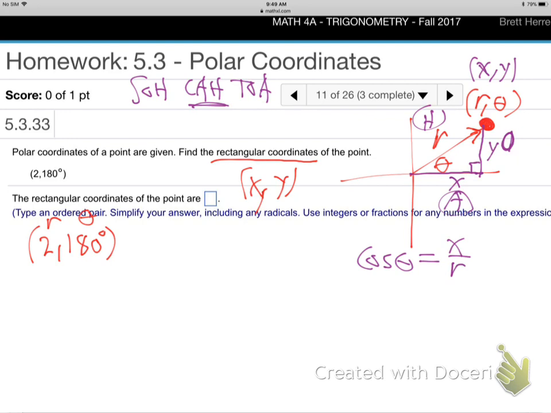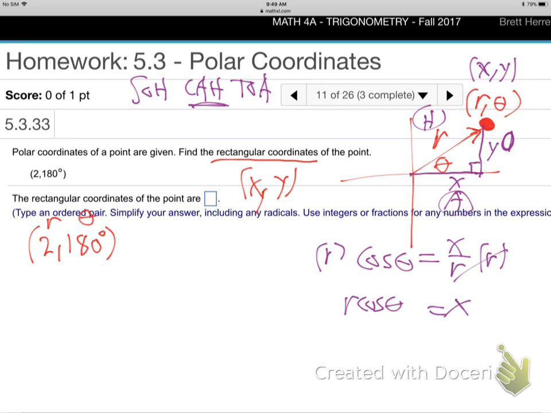Right? And what are we trying to solve for? X. We want to know what x is. So how do you solve that equation for x? Multiply by r on both sides. X equals r cos theta. That's how you find x. It's r cos theta. How do you find y?